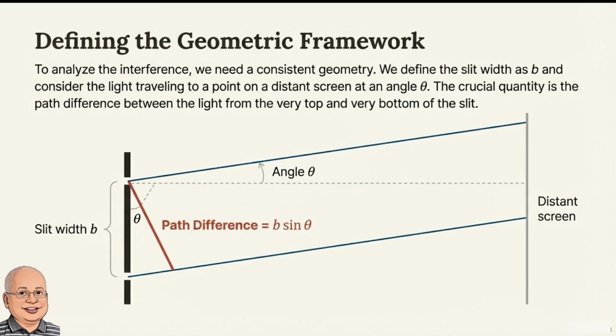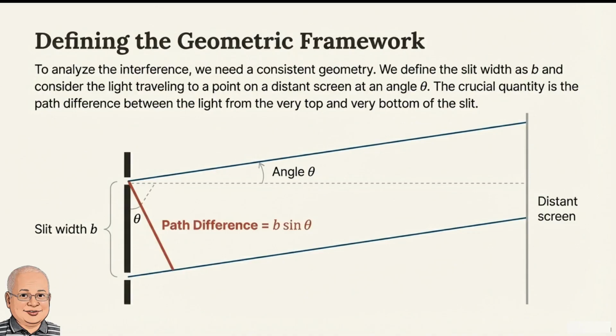Now let us define the geometric framework for this and explain how this happens based on geometry or philosophy. To analyze the interference, we need a consistent geometry. We define the slit width as B and consider the light traveling to a point on a distant screen at an angle theta. So slit width B means here the difference between the two single slits. That difference is B.